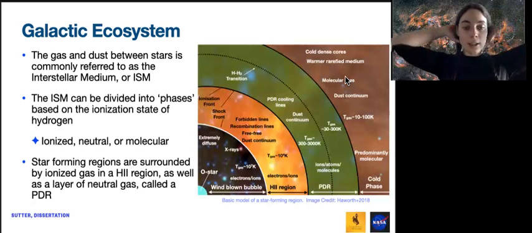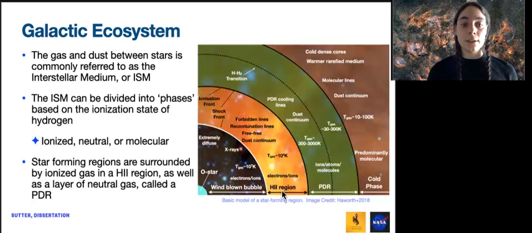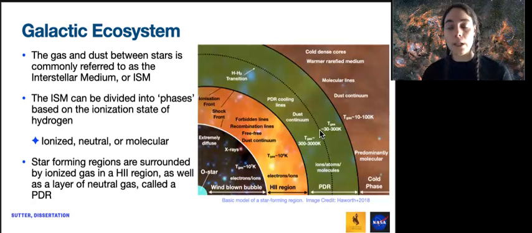So for this talk, again, for my research, I'm interested in star formation. So I'm really interested in these two phases here, the ionized H2 regions surrounding recently formed stars, as well as the slightly cooler neutral PDRs surrounding those H2 regions.